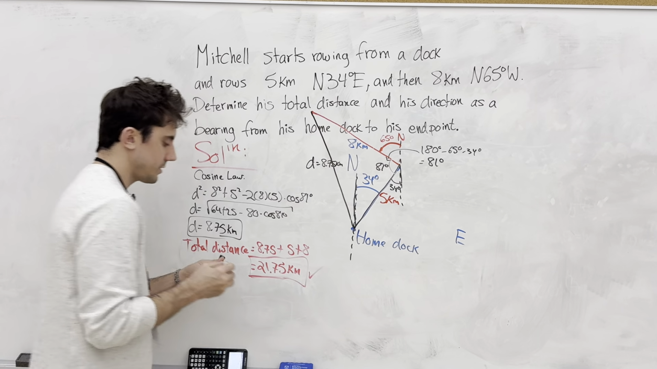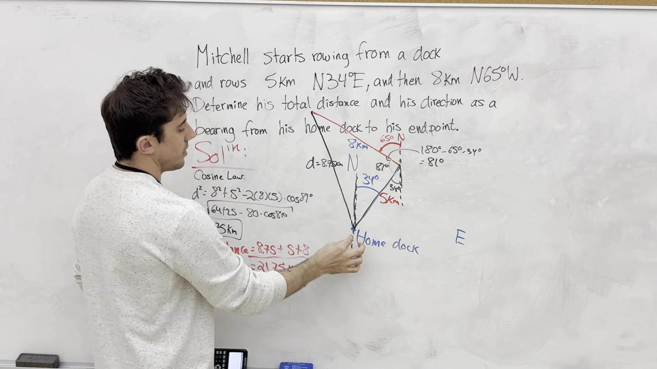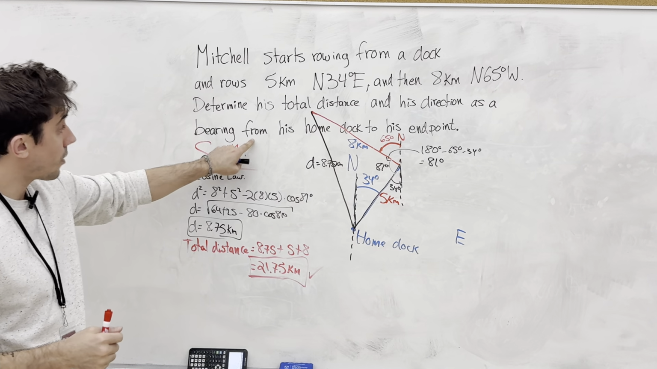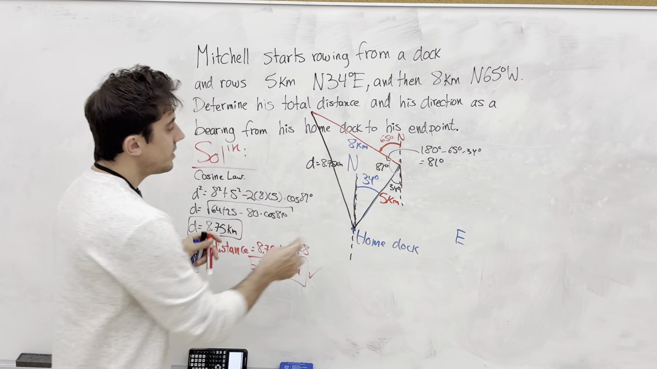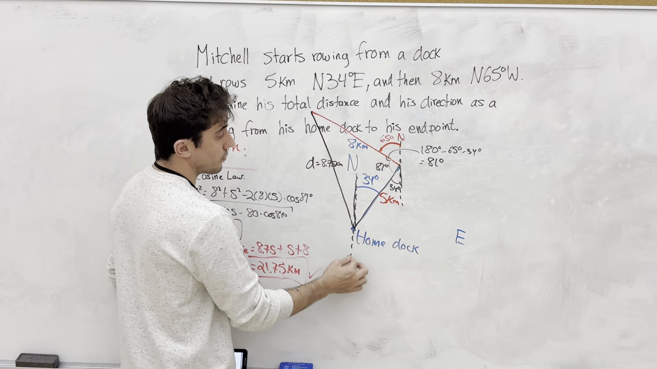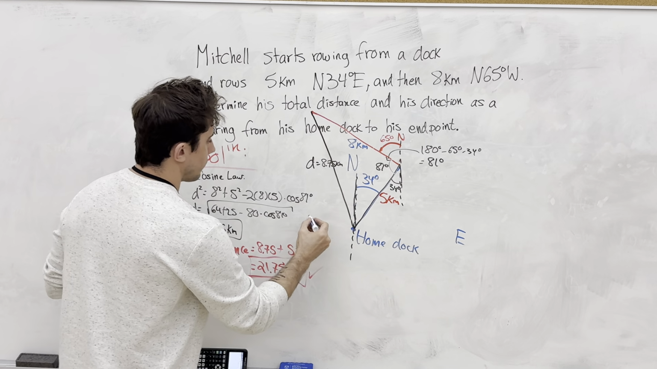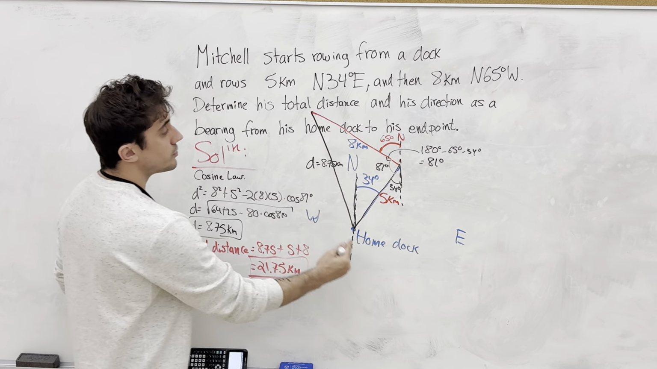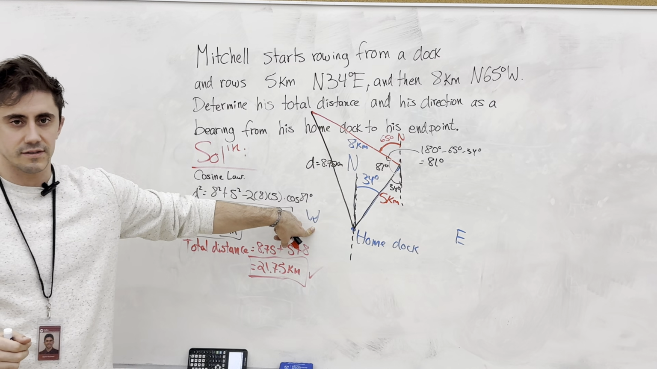Part one complete. Now, how are we going to find this as a bearing from our home plate over to his endpoint? Because it's from his home dock over to his endpoint, right? So we know we're going to go north. We're not going south. So we're for sure heading north. And then we're veering off towards the west, right? Again, because west is to the left and east is to the right. So it's going to be north and some amount of degrees towards the west direction.